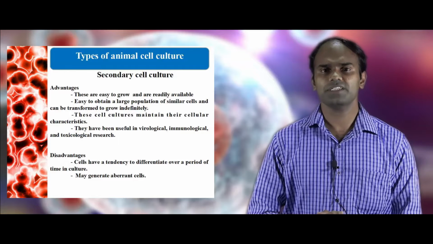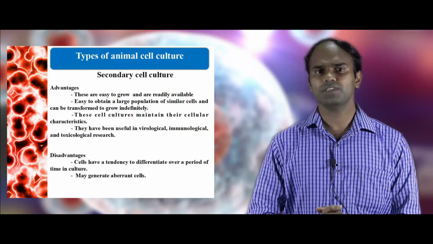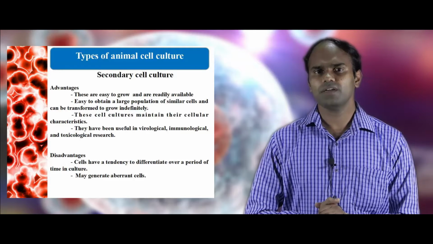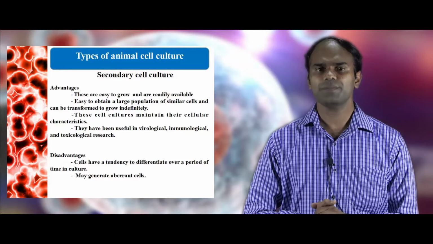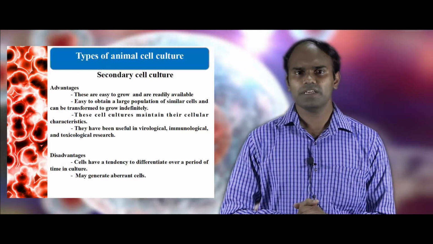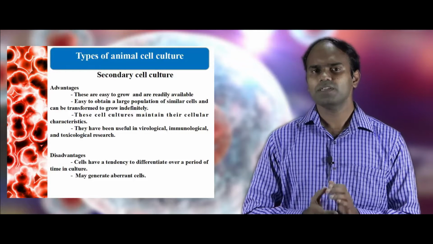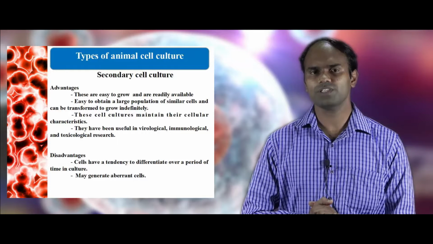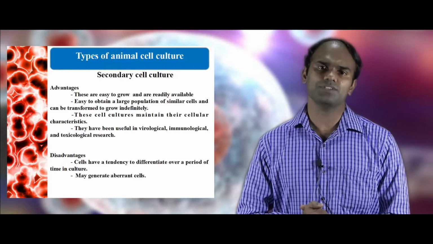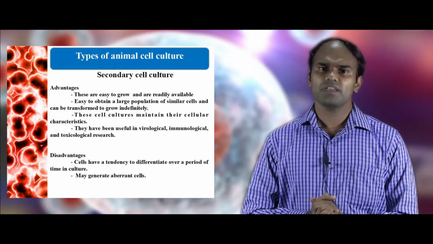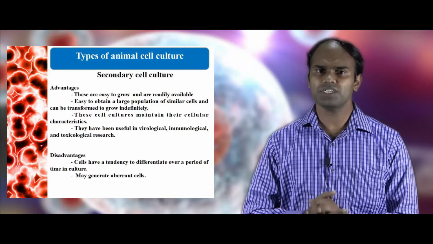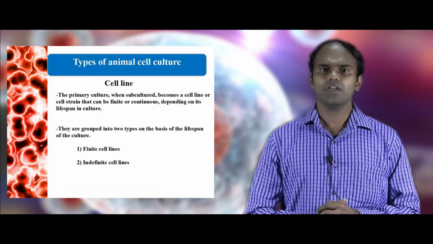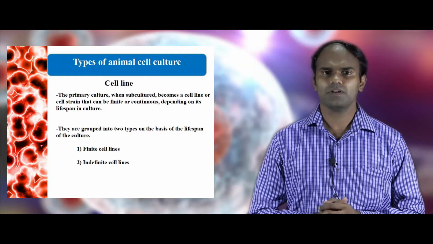Like primary culture, secondary cell culture also has its advantages and disadvantages. Advantages are they grow easily and they are readily available. We can obtain a large population of similar cells that can be transformed to grow indefinitely. In culture, they express and maintain cellular characteristics, and these secondary cell lines are useful in virological, immunological and toxicological research. Disadvantages are that these cells have a tendency to differentiate over the time of culture and they may generate aberrant cells. Now we will see about cell line or cell strain.